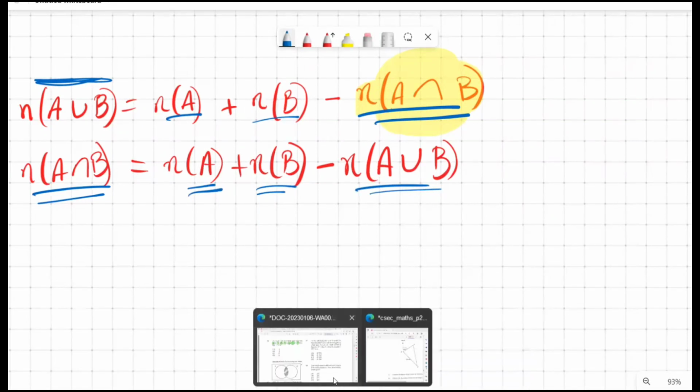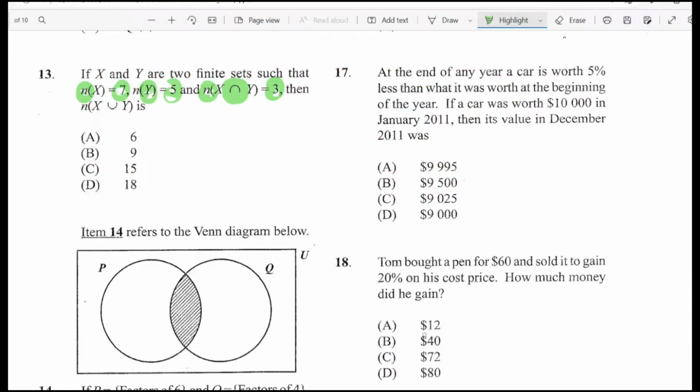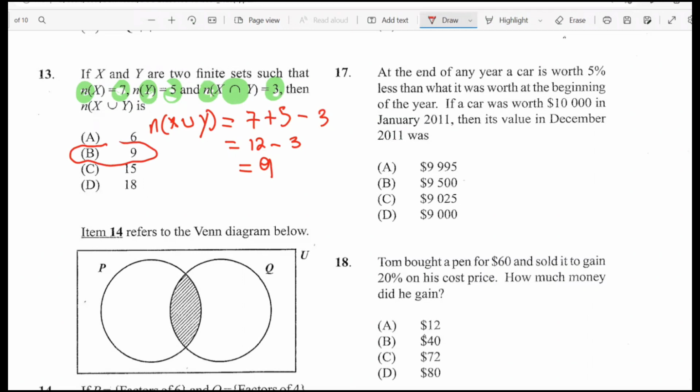So let us take a quick look. In this case, the number of elements in the union of X and Y is going to equal 7 plus 5, and then you take 3 from that. So that's 12 minus 3. And we're looking for 9 as the union. And this is B right there.